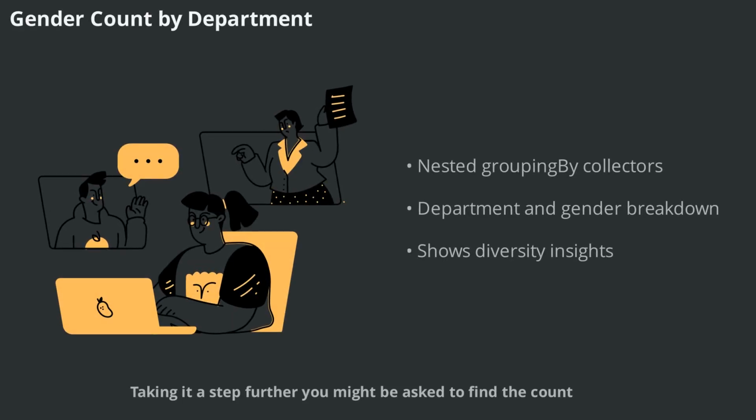Taking it a step further, you might be asked to find the count of male and female employees in each department. This requires nested grouping, first by department, then by gender. The Stream API makes this straightforward with groupingBy collectors. This operation is essential for understanding diversity within departments and is a great way to demonstrate your mastery of nested collectors.